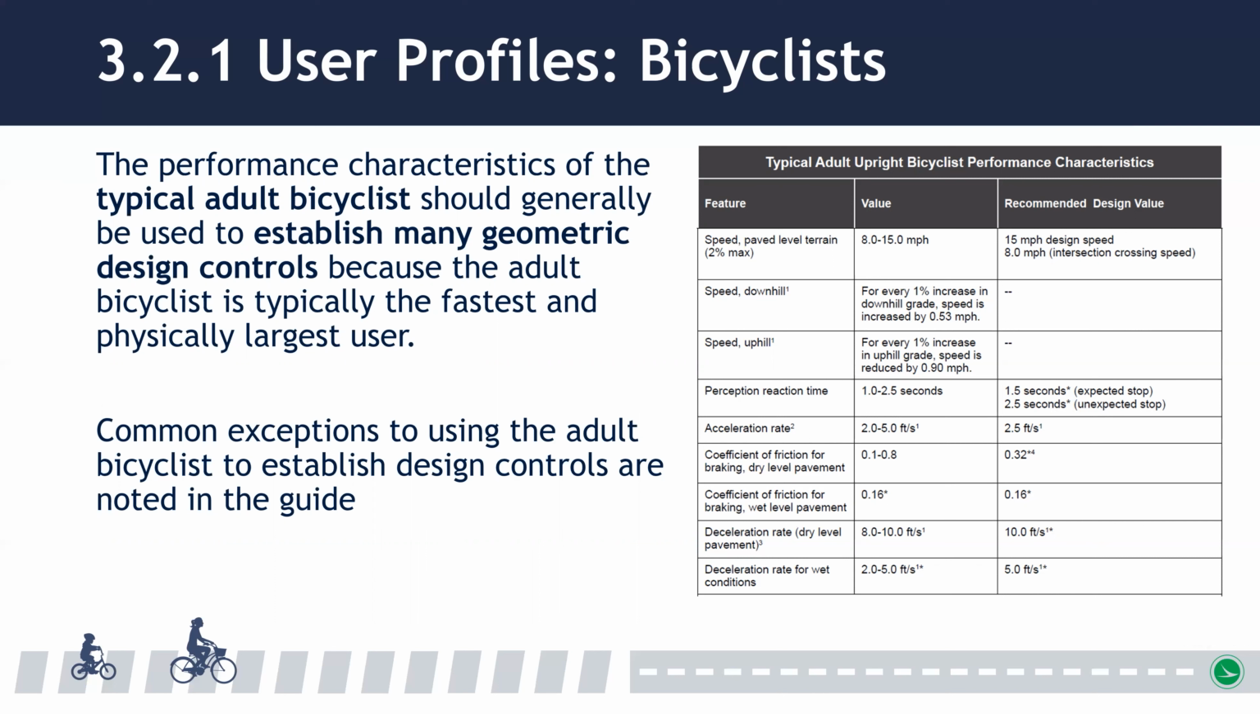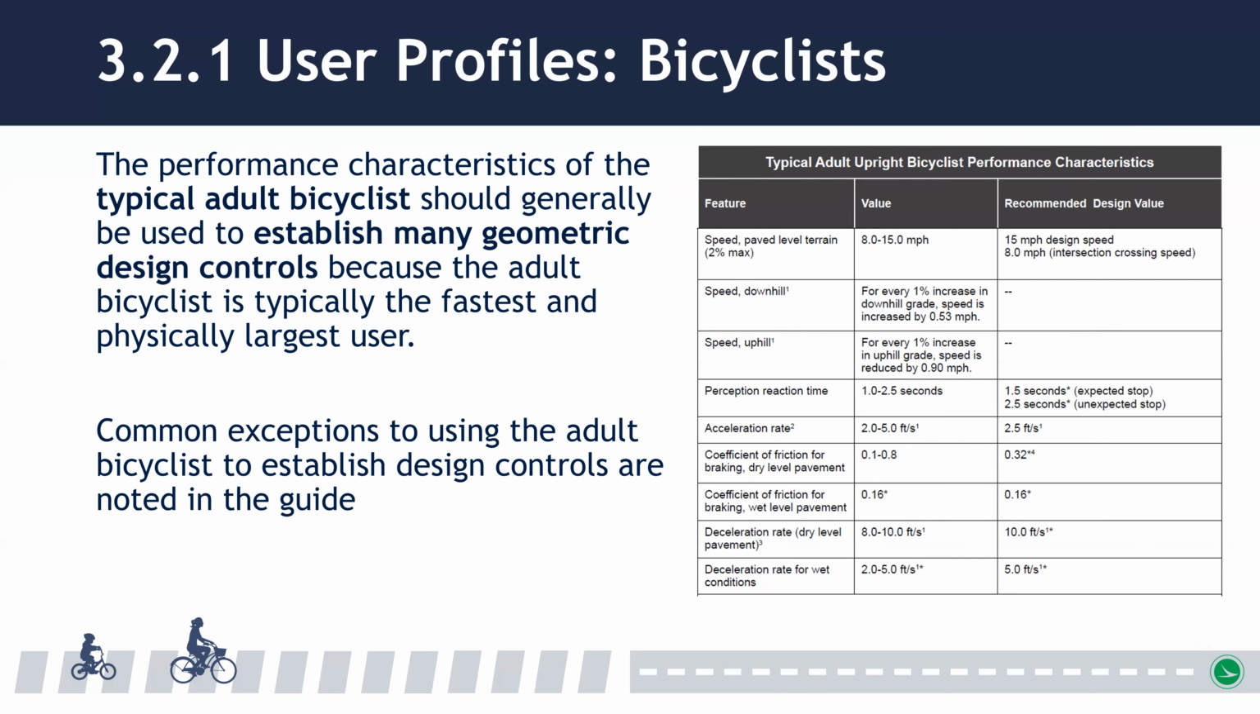Section 3.2 discusses the performance characteristics of the typical adult bicyclist, who should generally be used to establish many of the geometric design controls because adult bicyclists are typically the fastest and largest users. The guide table shown on this slide summarizes typical features or characteristics that may impact bicycling, such as acceleration, deceleration, and reaction times.